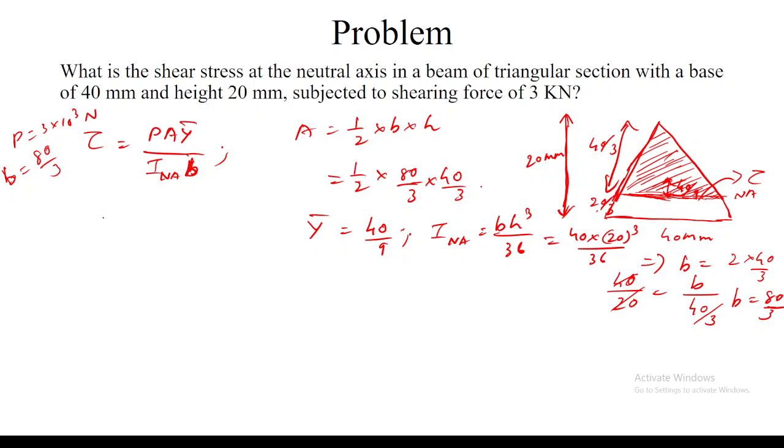So we have found out all the data, okay. Can you say what is the value of tau, the shear stress at the neutral axis? Yeah. Is this clear or is someone having any doubt? You can ask. How we are taking the area of the hatched portion and how we are calculating the centroid of the hatched portion, if you have any doubts, please ask. 40 by 3, 40 by 9 over BH cube. So 2 MPa. How much? 2. Pardon. I made a mistake. Okay.